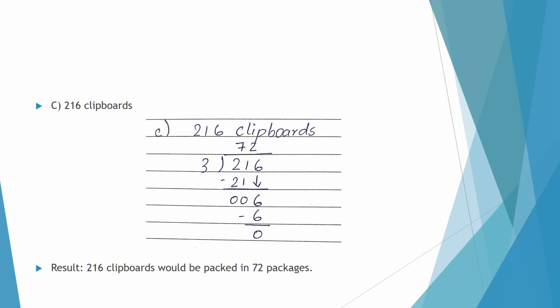Number C, 216 clipboards. Now we know that in one package of clipboards there are 3. So we will divide 216 by 3 and the answer we get is 72. Meaning 216 clipboards will be packed in 72 packages.